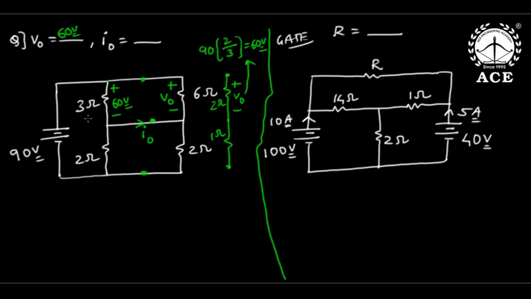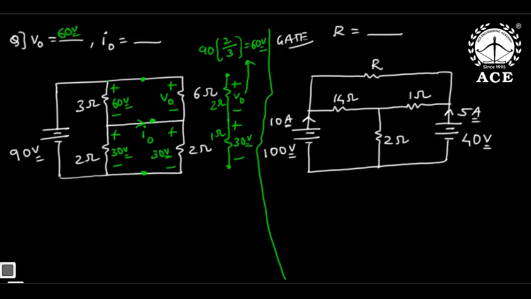Now out of 90, if 60 volt drop takes place, then what is the remaining drop here? 30 volts. So again they are parallel, voltage will be the same. So this is 30 volts and this is also 30 volts. Now between this and this, these two are parallel. So out of 90, this is 60 and this is 30.